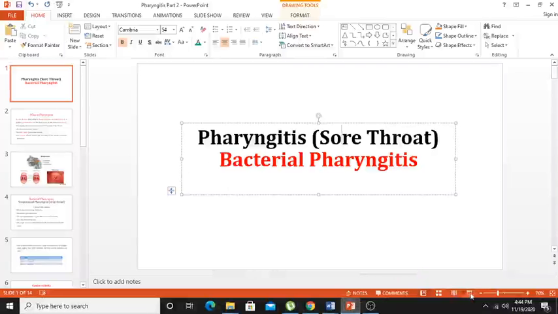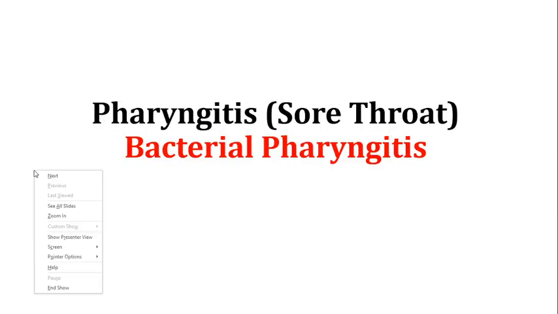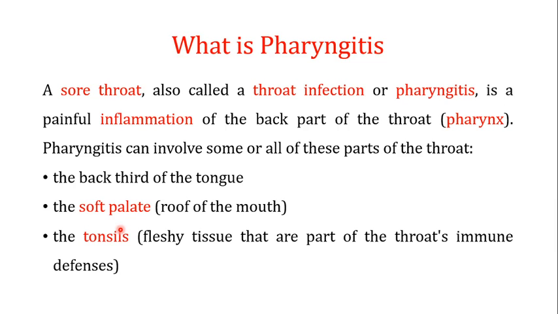Welcome back to this next video, and in this video we are going to talk about bacterial pharyngitis. In the last video we discussed what pharyngitis is, and we focused on viral pharyngitis. To give you a brief overview, pharyngitis, also known as a sore throat or throat infection, is a painful inflammation of the pharynx, which is the back part of the throat, and it can involve some or all of these parts: the back third of the tongue, the soft palate, and the tonsils.